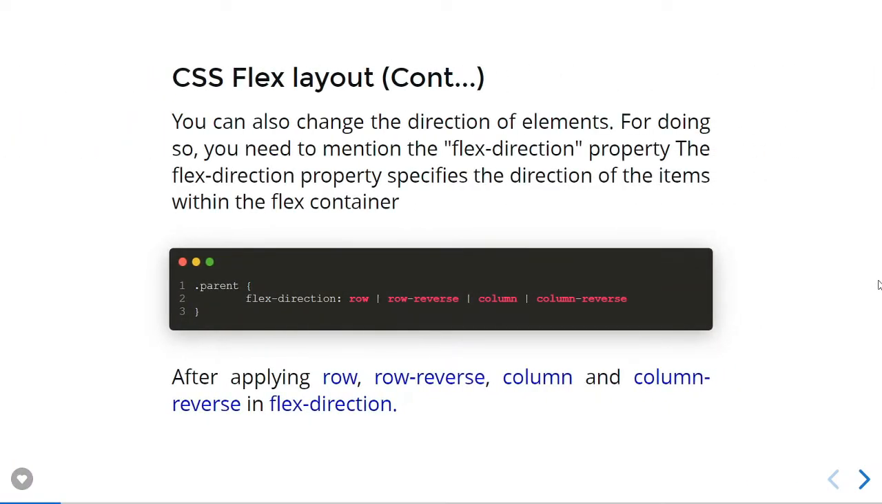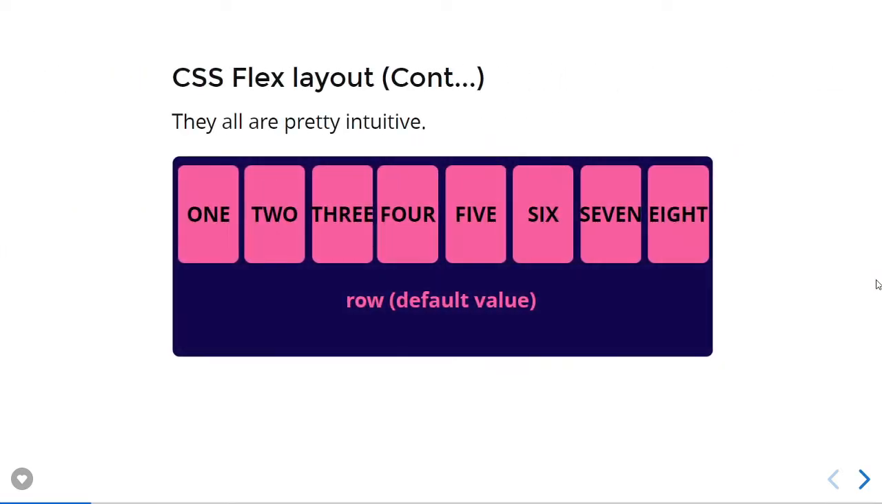You can also change the direction of elements. For doing so, you need to mention the flex direction property. The flex direction property specifies the direction of the items within the flex container. So you can use either flex direction row, row reverse, column, or column reverse. They all are pretty intuitive.